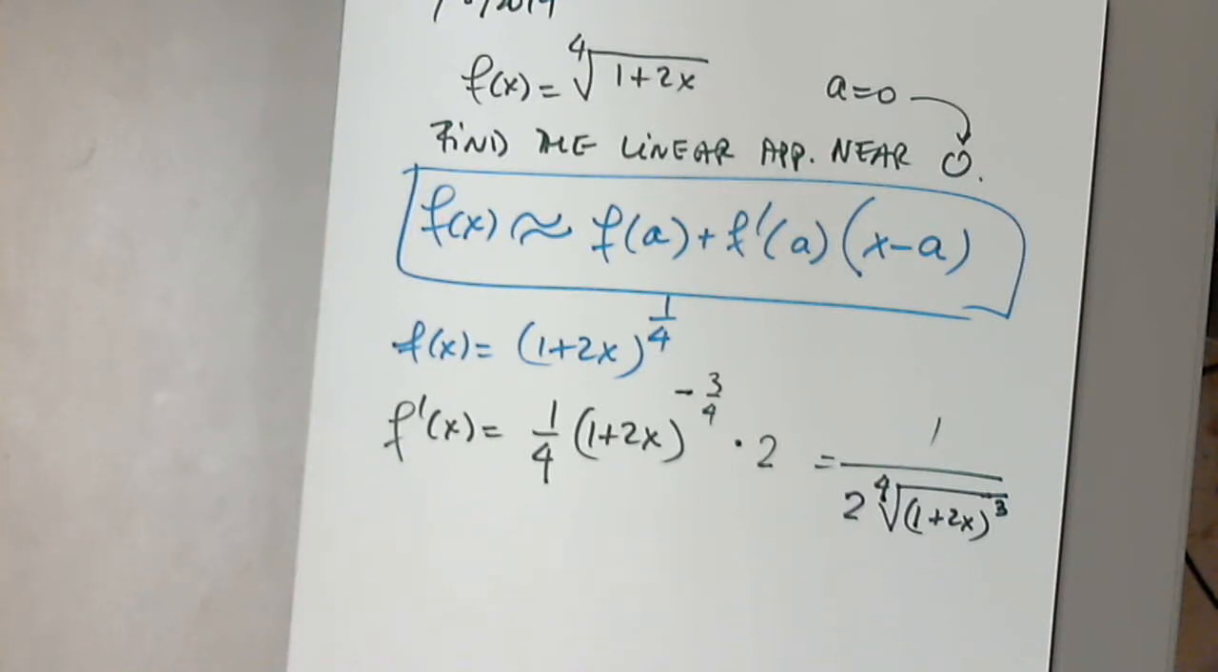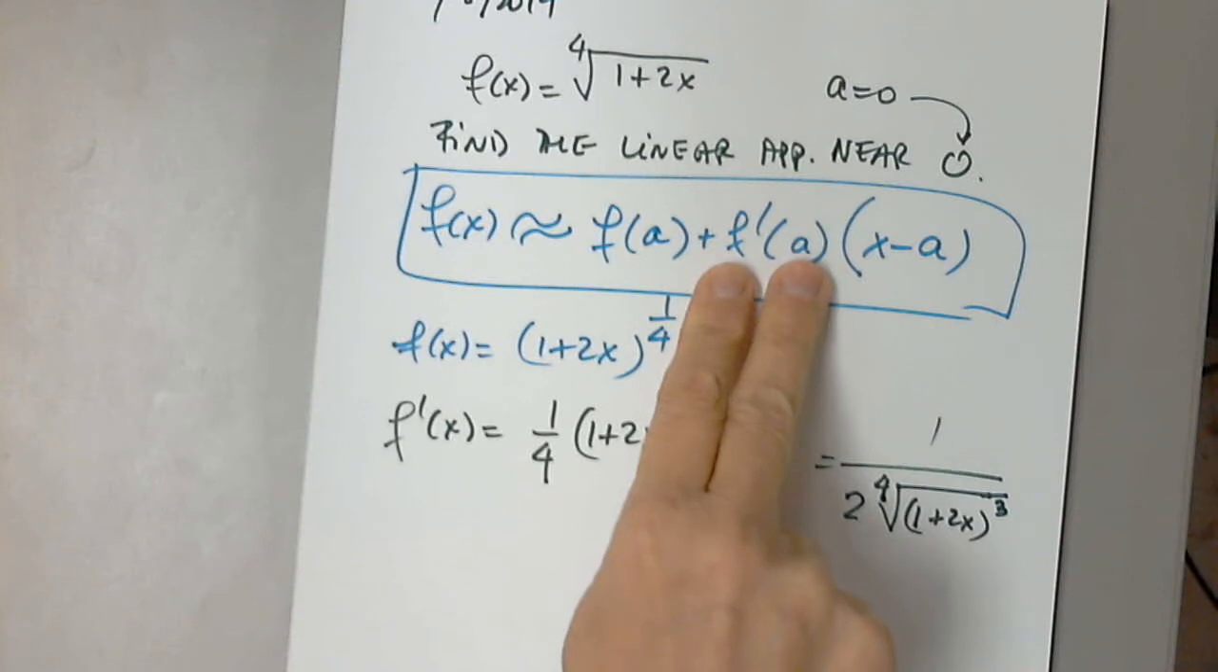To the third, 3/4. It's power 3/4, 3 over 4. The denominator is the index, and the numerator is the power. Gotcha. Okay. So now I really need f prime of 0.